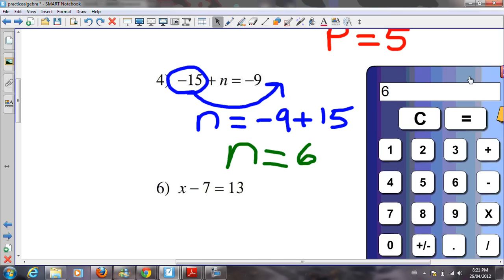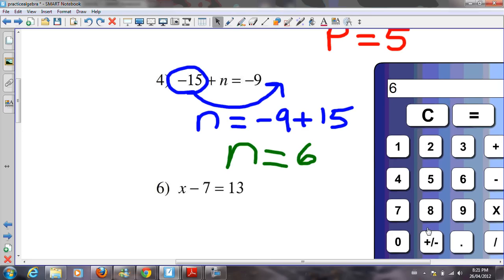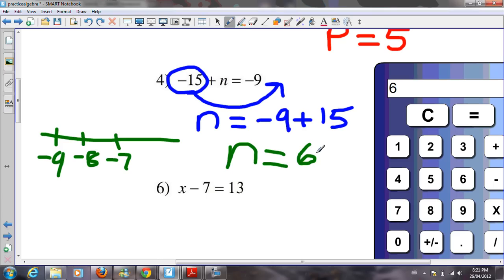So that's if you have a calculator that has the plus and minus on it. If you don't, just think about it this way. If you have a negative 9 on the thermometer, and I could draw a lovely thermometer, and we're all the way up to negative 9, of course, we go up a degree, it's negative 8. If we go up another degree, it's negative 7. So if we go up 15 degrees, we're going to have to jump 15 times.